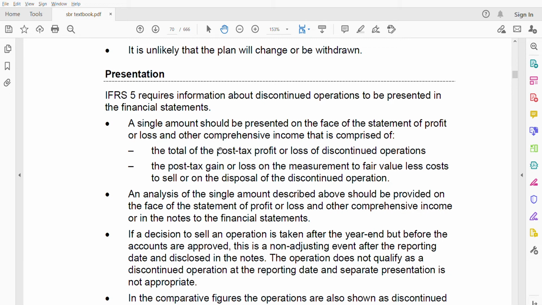So what is it? The total of the post-tax profit or loss of discontinued operation. Next, post-tax. Okay, after tax, the profit or loss of discontinued operation should be shown on the face of it. Next, post-tax gain or loss on the measurement to the fair value, less cost to sell or the disposal of the discontinued operation. Okay.